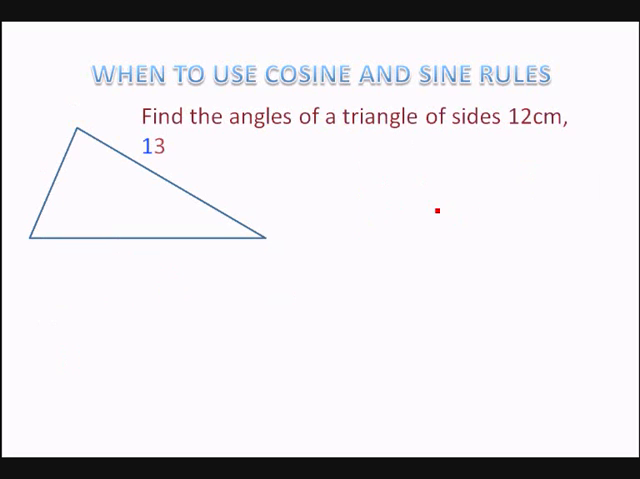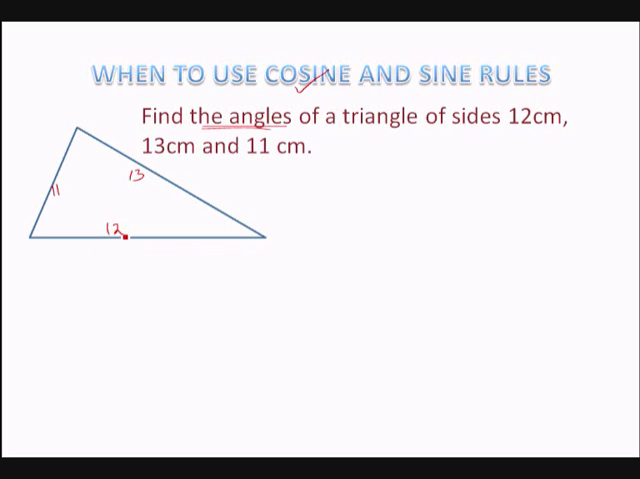Let's consider the example here. Find the angles of the triangle of sides 12 centimeters, 13 centimeters and 11 centimeters. So say for example this is 12, this is 13 and this is 11. Since three sides are given and the angles are asked, then we can use cosine rule. Therefore, I can use the cosine rule.